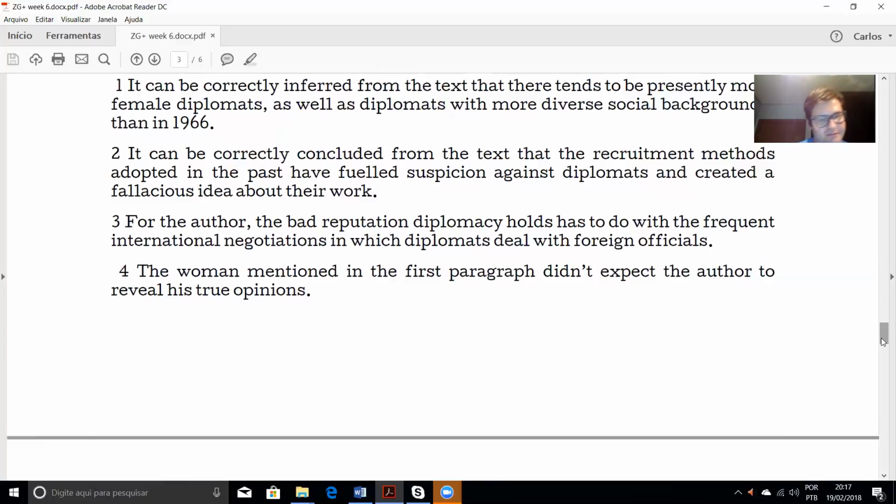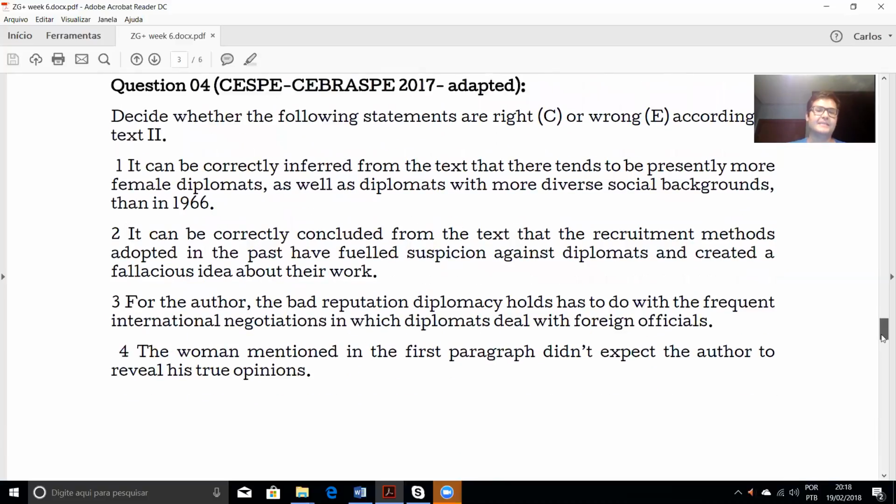Item number 3, question 4. For the author, the bad reputation diplomacy holds has to do with the frequent international negotiations in which diplomats deal with foreign officials. And this one is incorrect. The bad reputation diplomacy gets, as it says in the item right straight above, is the extremely elitist recruitment policy that they had before, the elitist subject matters that they dealt with. This is what caused the bad reputation of diplomacy and diplomats.